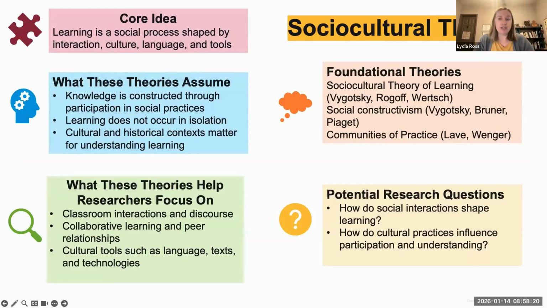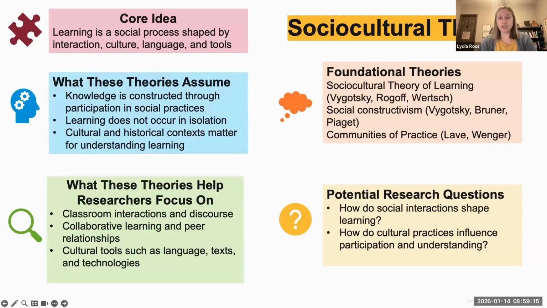Sociocultural theories start from the assumption that learning is fundamentally a social process. So that's where they begin. Because of that, these theories assume that learning doesn't happen in a vacuum or in isolation inside individuals, but it happens through interaction, through language, culture, and tools that people use together to create learning. So, theories that fall under sociocultural theories will assume that knowledge is constructed through participation in social practices, which means that learning is shared and shaped by who is present, how people interact, and what cultural and historical contexts surround those interactions. So, from these perspectives, classrooms aren't places where information is just transmitted, but they serve as social spaces where meaning is negotiated, different roles are taken up, and learning is mediated through talk, text, and technology.